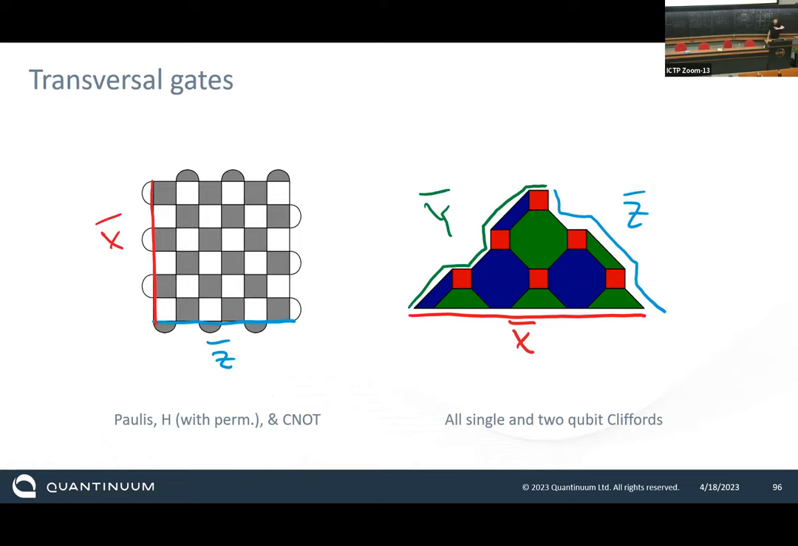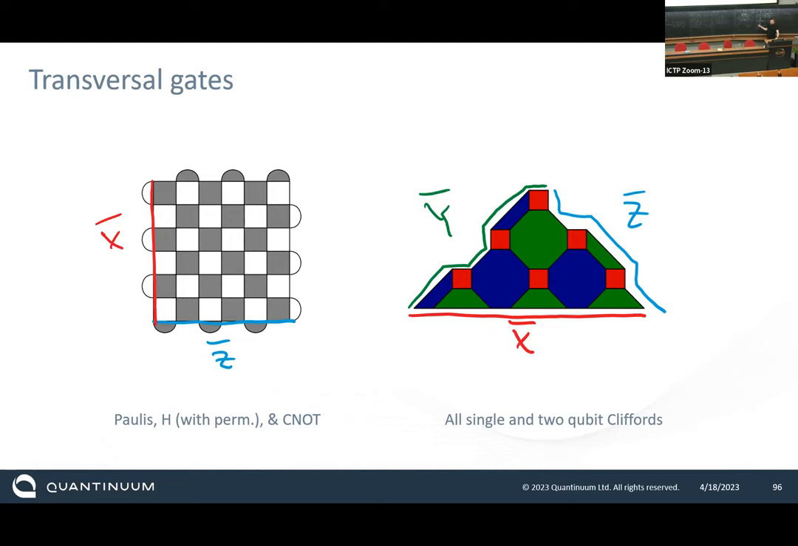Let's see how much time. Three minutes. Okay, transversal gates. We've already seen some transversal gates, like these Pauli operators; you're just applying a string of Pauli operators as a depth-one circuit. Both the color code and the surface code have logical Pauli operators as transversal gates. The surface code doesn't have a transversal Hadamard, which I think Ben briefly mentioned, unless you do permutations, which I think he also mentioned.